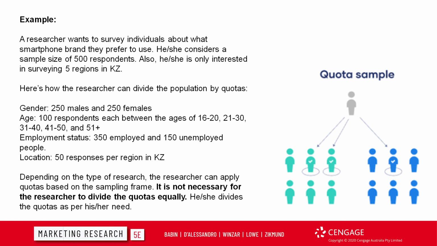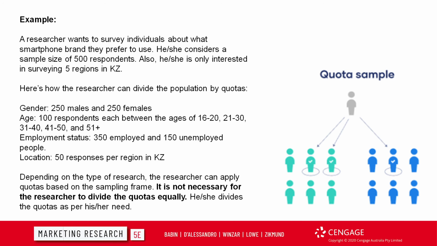The last one is quota sampling, which is also a type of non-probability sampling. This is the method where a sample of respondents with specific characteristics and traits for research is selected from the population of interest. For example, a researcher wants to survey individuals about what smartphone brand they prefer to use. The researcher considers a sample size of 500 respondents, and he is only interested in surveying 5 regions in Kazakhstan. Here's how the researcher can divide the population by quotas.